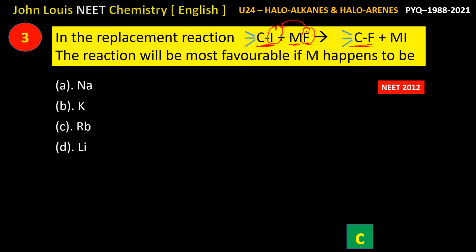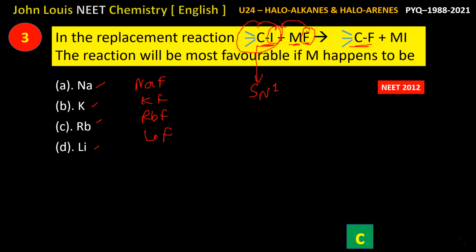In this reaction, the reaction will be most favorable if M happens to be, so when is this reaction most favorable, when the metal is sodium or potassium or rubidium or lithium, that is, whether MF is sodium fluoride or potassium fluoride or rubidium fluoride or lithium fluoride. Okay, now let's see. This is a tertiary halogen compound. Therefore, it undergoes SN1 reaction.